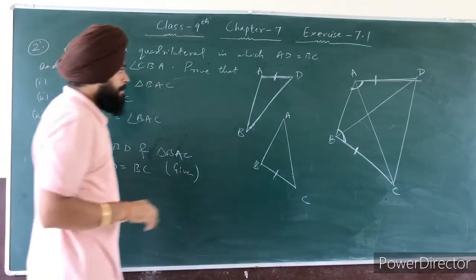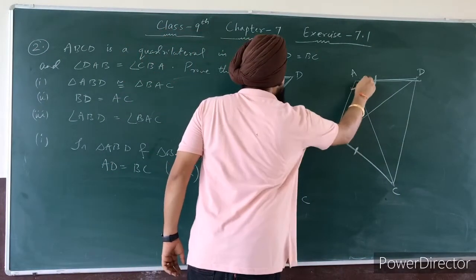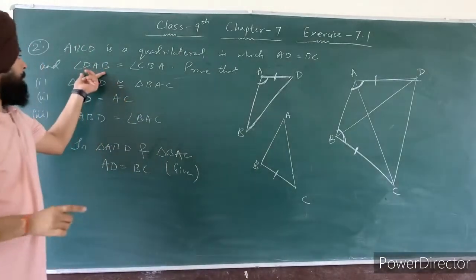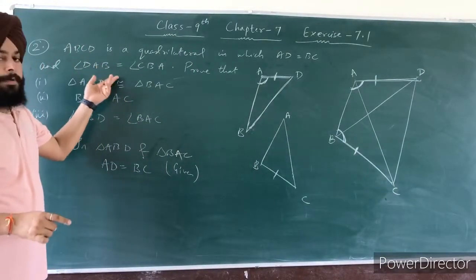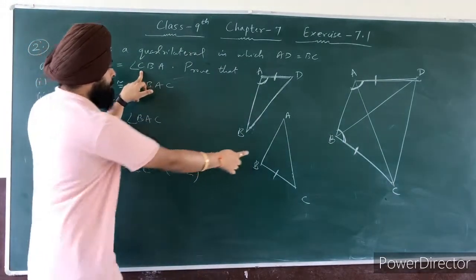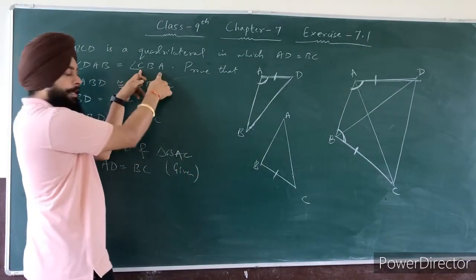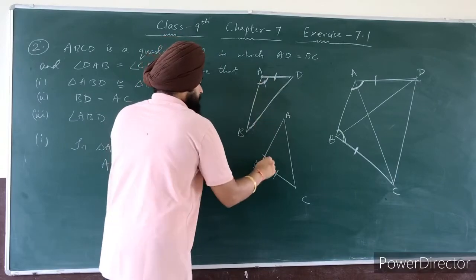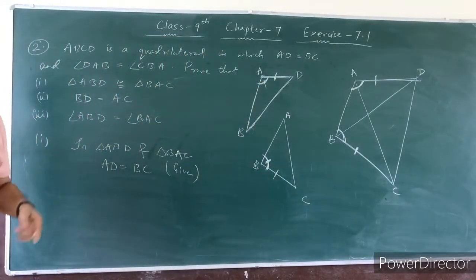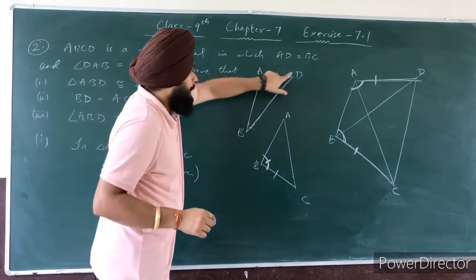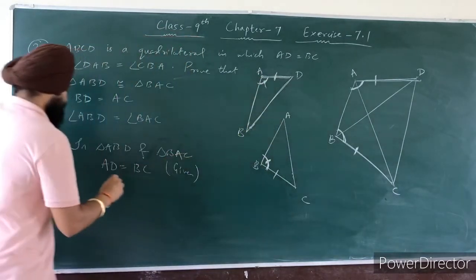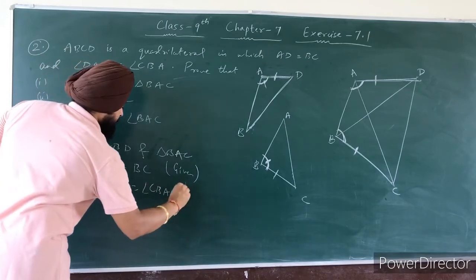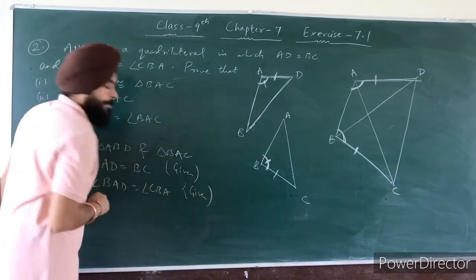The second part: you can check here the angle. This angle BAD, or you can write DAB, and in the second triangle angle CBA. This angle is equal to this one. This is the second part. Angle BAD and angle CBA. You can also write here, given.